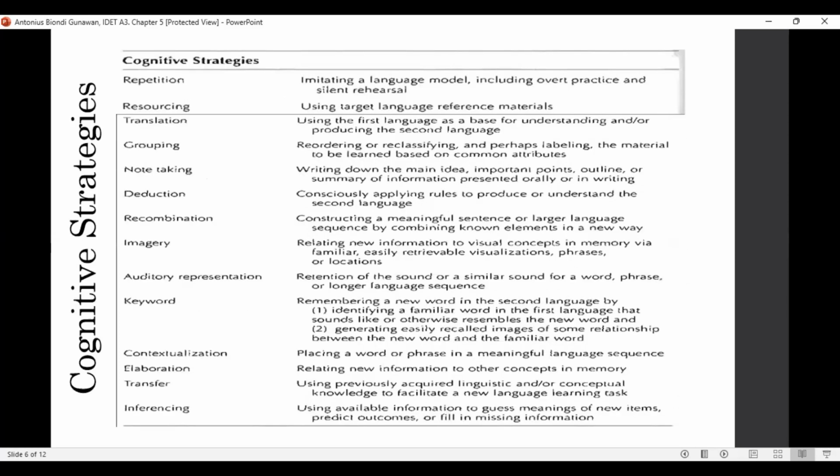Cognitive strategies can be repetition, resourcing, translation, grouping, note-taking, deduction, recombination, imagery, auditory representation, keyword, contextualization, elaboration, transfer, and inferencing. Cognitive strategies are limited to specific learning tasks and involve more direct manipulation of the learning material. Next slide.